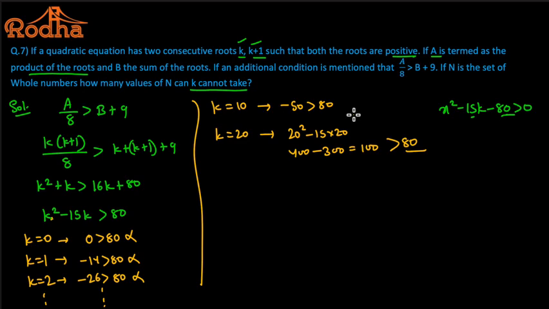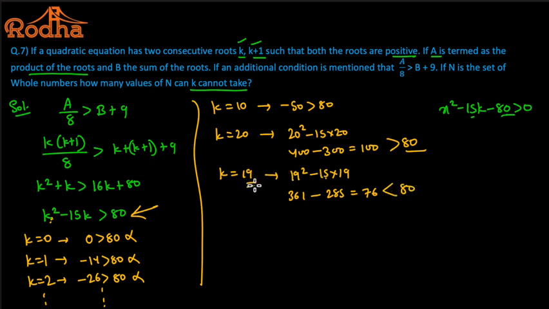But now I need to see till what point it doesn't satisfy. Just k equal to 19: if I put k equal to 19, I'll get 19 square minus 15 into 19. 19 square is 361 minus 15 into 19, which is 285. That becomes 76. 76 is not more than 80, and I'm searching for more than 80 here. So till 19 it is not possible.